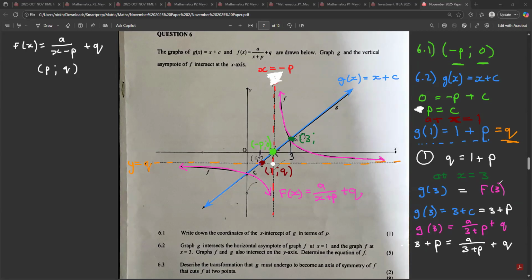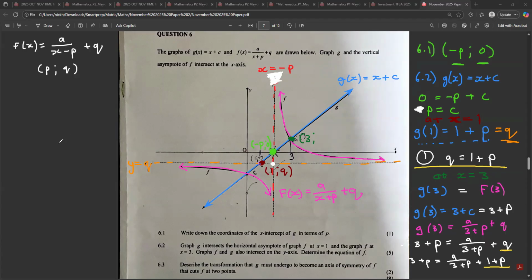Okay, but now we know q is just 1 plus p, so we can just put 1 plus p there instead. So now from equation 1, we can say that 3 plus p is equal to a over 3 plus p plus 1 plus p. So this here is what we substituted q for, in yellow. That refers to number 1. Now we have nothing but p's and a's, which is great.